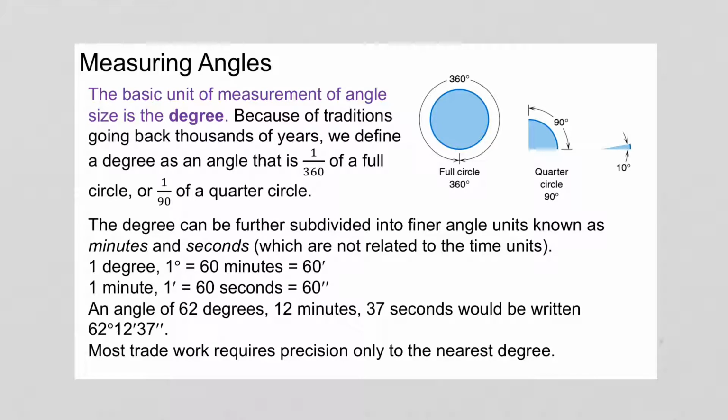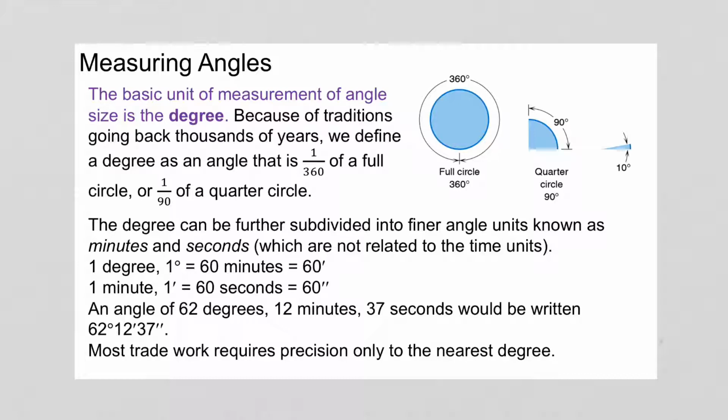The basic unit measurement of an angle size is the degree. You could also have radians, but we won't go into radians, I don't think, here. So we'll just talk about degrees. Radians would be if you're taking trigonometry. Because of traditions going back thousands of years, we defined a degree as an angle that is 1/360 of a full circle. And if you think about the calendar, if you think about space, any circle, everything is divisible by 6 or 12. And that's where that 360 degrees comes from.